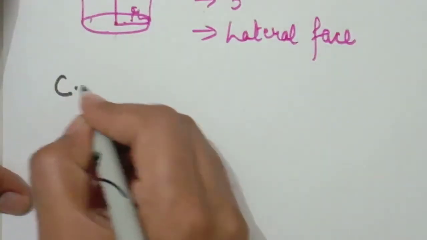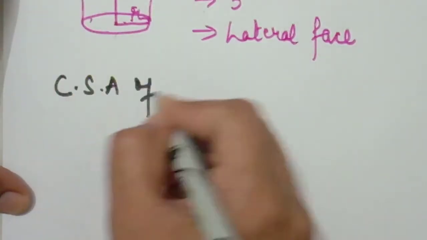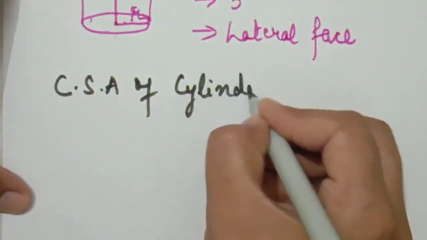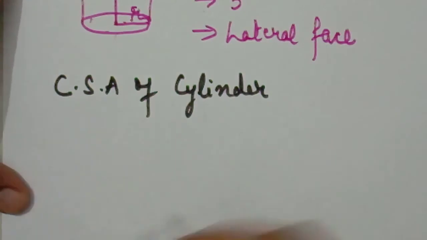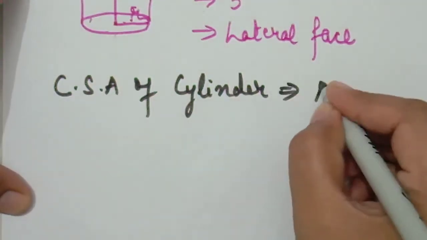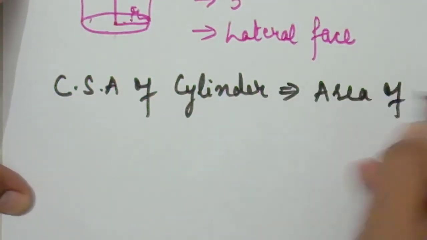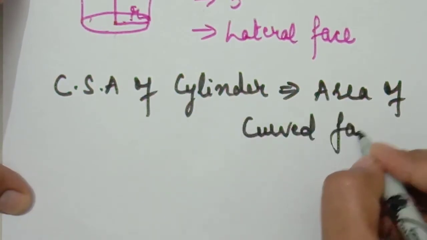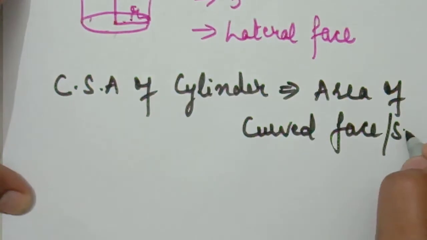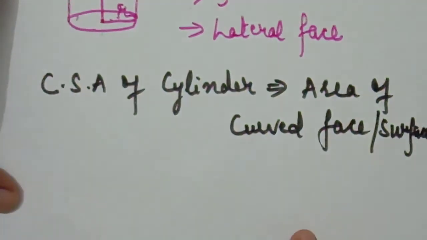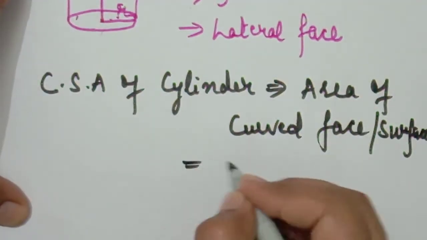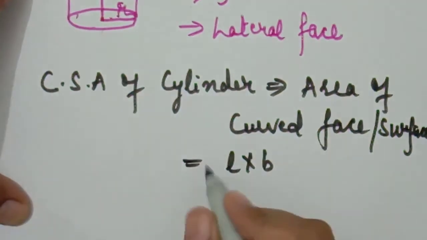So the curved surface area of a cylinder, which is the area of the curved face, or we can say the curved surface. Okay, so the area of the curved face is length into breadth always.